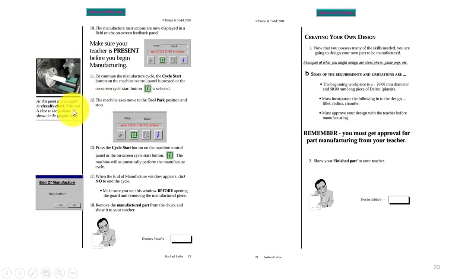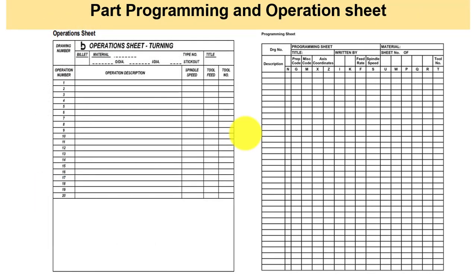Again, these are the buttons you have to be aware of before starting real-time manufacturing. You have to click on the cycle start button or the single block button. It's up to you. If you want to run the program block by block, you can use the single block button, or if you want to run the program as a whole, you can press the cycle start button from the control panel. Next, these are the operation sheets and programming sheets which you can use for manual part programming.